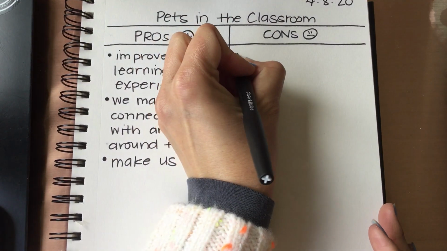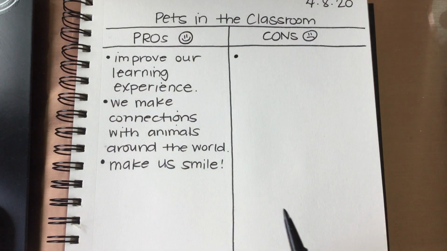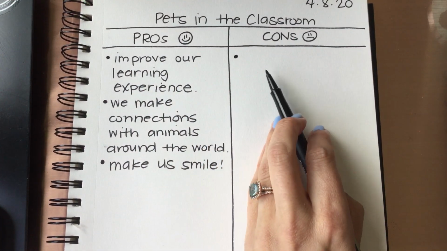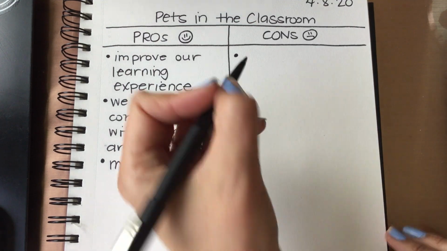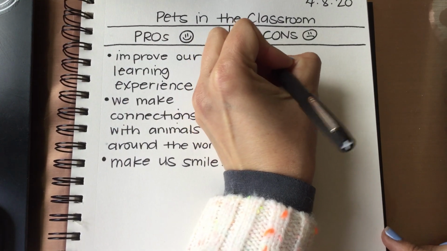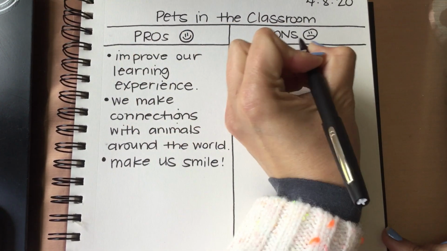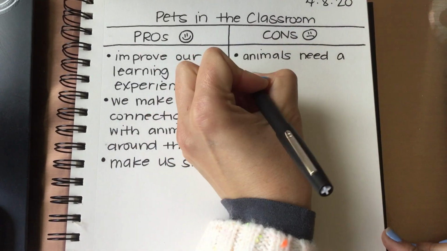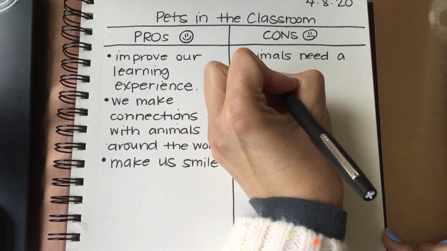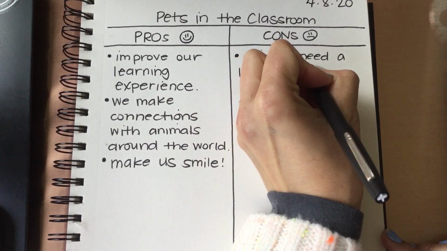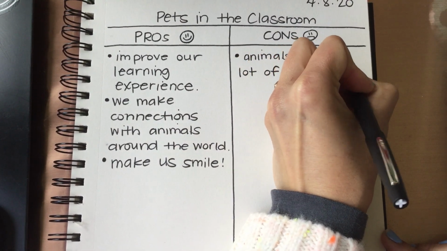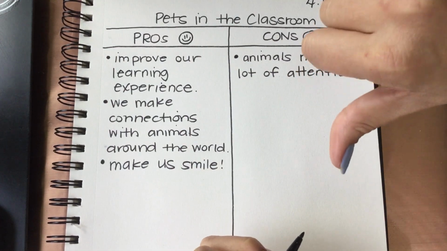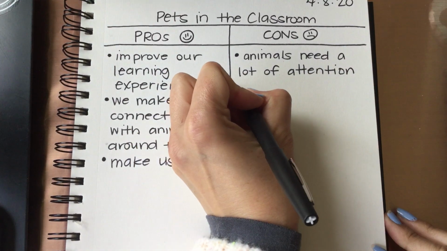Now, depending on which one I even decide to write my paper on, I might need to think about it. So, some of the cons that we read about, I do remember seeing that animals need a lot of attention. And that's going to be hard, because if we are learning in the classroom, then it's not going to be a conducive environment for these animals if they need a lot of attention while we're busy learning. So that might be we can't have pets in the classroom because they need too much attention.